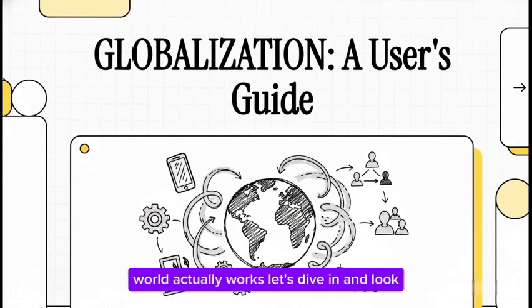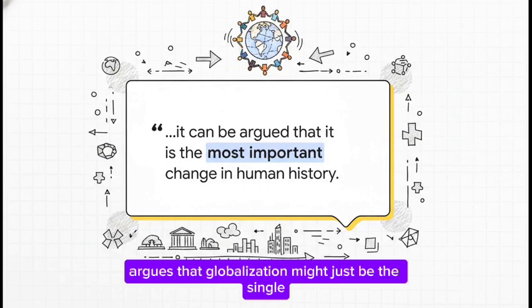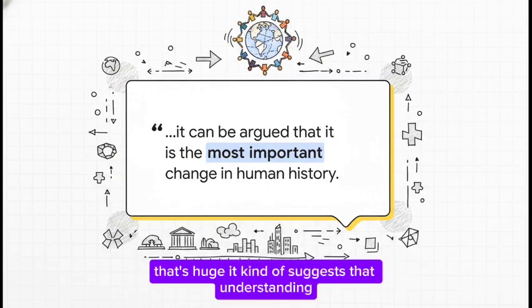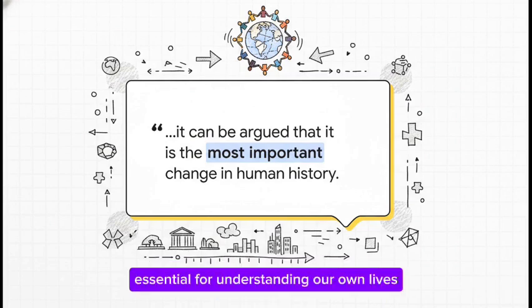Let's dive in. And look, this isn't just some dusty academic term. The sociologist Zygmunt Bauman argues that globalization might just be the single most important change in all of human history. I mean, think about that claim for a second. That's huge. It kind of suggests that understanding this isn't just interesting, it's absolutely essential for understanding our own lives.